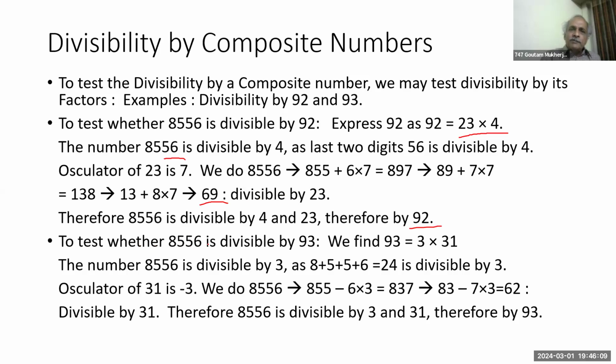To test whether 8556 is divisible by 93, we find 93 is equal to 3 into 31. This is divisible by 3 because when you sum up all these digits, the sum is divisible by 3. The oscillator of 31 is minus 3, because 31 is 3 into 10 plus 1. So we do the oscillation procedure. It comes to 62, which is divisible by 31. Therefore this is divisible by both 3 and 31, therefore by 93. This number was specially chosen so that it is divisible by both 92 and 93.